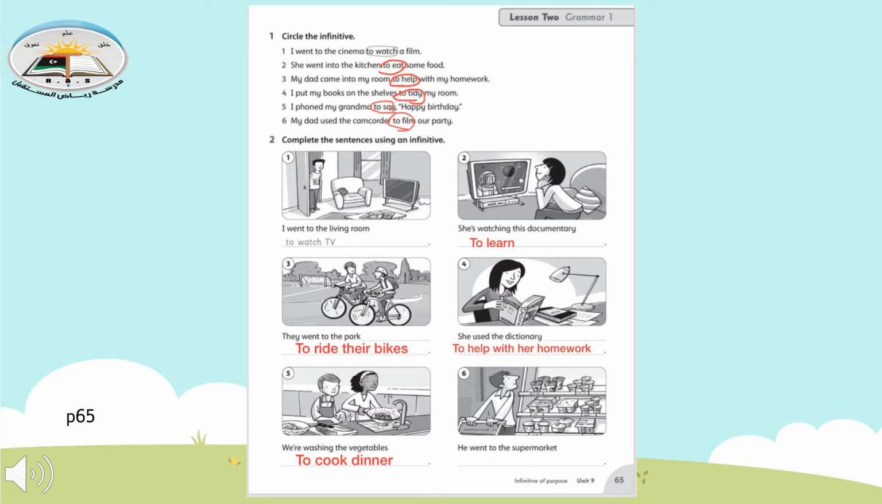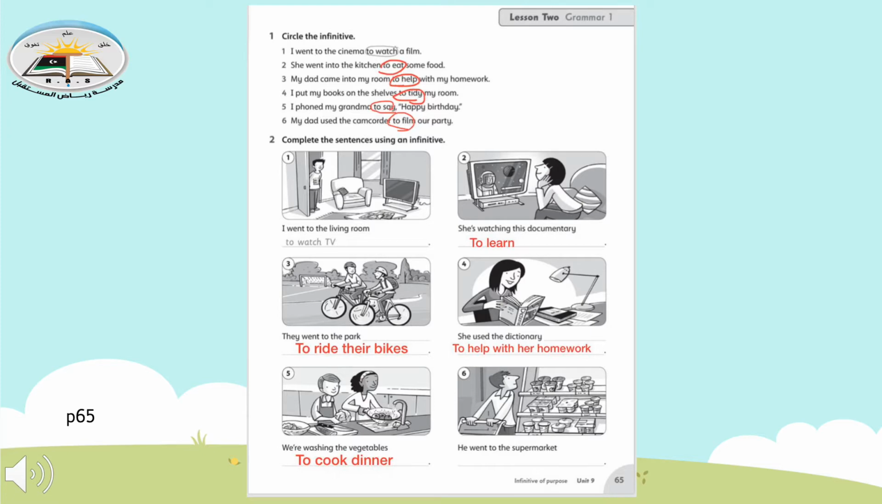Number 2, she went into the kitchen to eat some food. To eat is the infinitive, so circle to eat. Number 3, my dad came into my room to help with my homework. To help is the infinitive, so circle to help. Number 4, I put my book on the shelves to tidy my room.